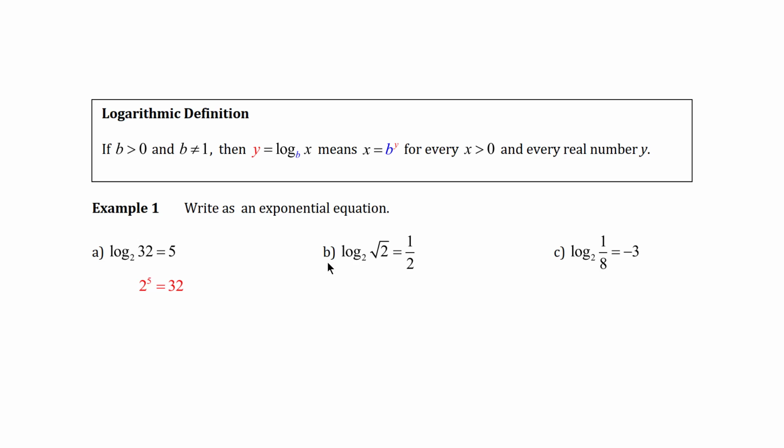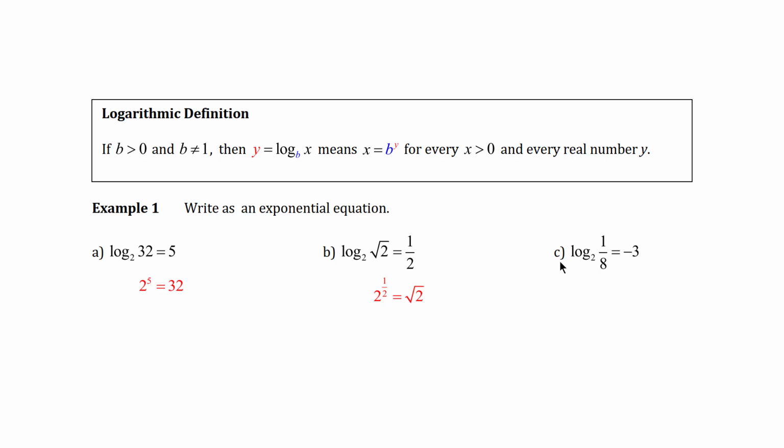Moving on to part B, we have log base 2 of the square root of 2 equals 1 over 2. First, we start by writing out the base of the exponent, which is the same value as the base of the logarithm, which is 2. Next, we write in the value of the exponent. The logarithm is equal to the value of the exponent, which is 1/2. So we get 2 to the 1/2 power. Next, we set this equal to the value in front of the logarithm, which is the square root of 2. So we have 2 to the 1/2 power equals the square root of 2. This is true, so everything is correct.